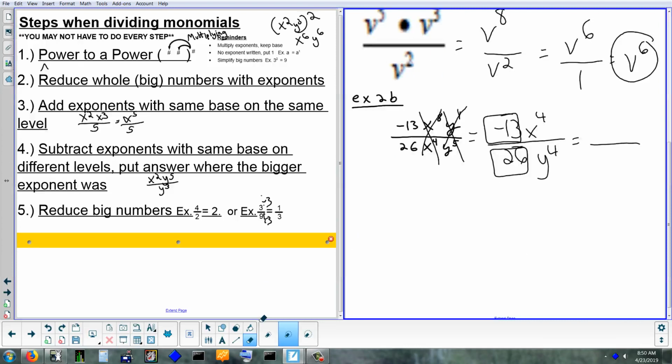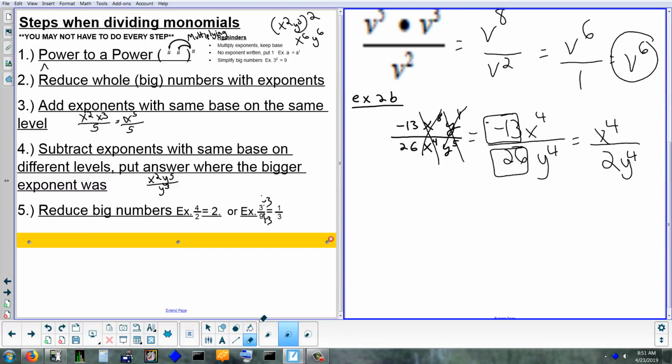On the bottom, right? Because negative 13 goes into 26. Okay. It'll be 2 times y to the 4th, x to the 4th. But now, I'm doing a negative divided by a positive. So should my answer be positive or negative?